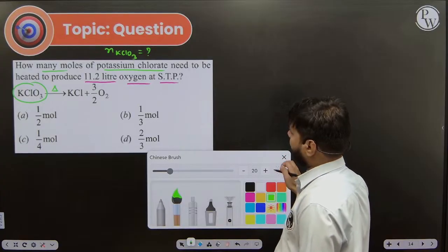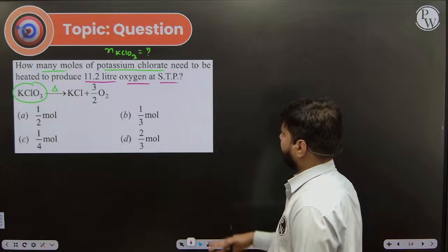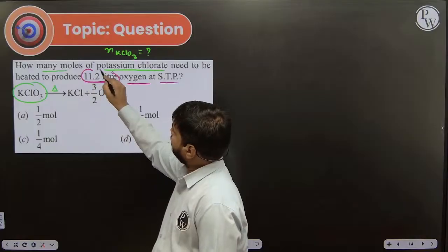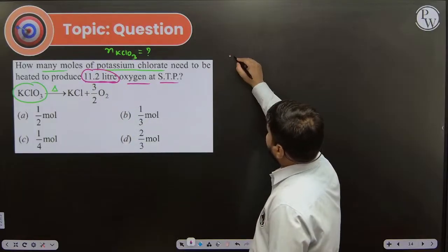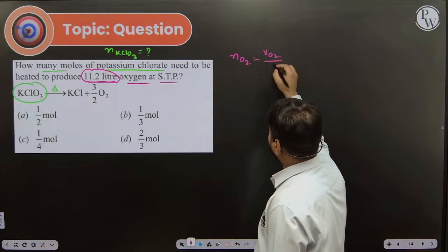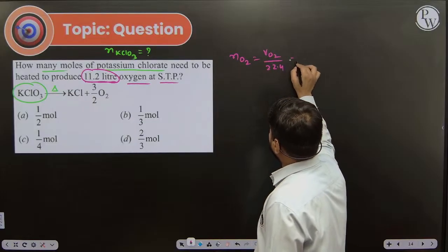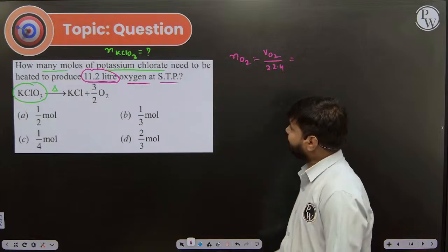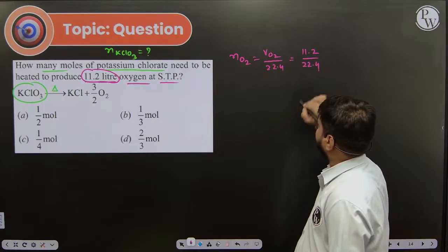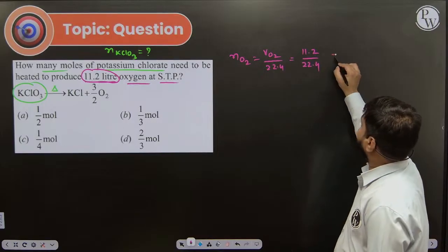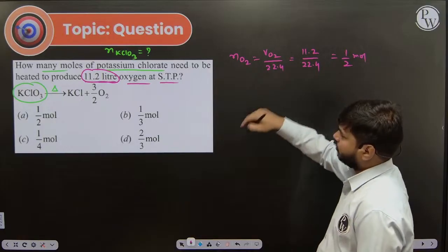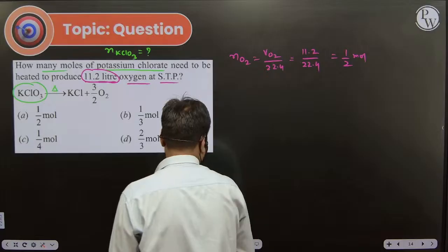First of all, when you look at the oxygen, we have been given the volume. We can easily calculate the number of moles of oxygen, which is volume of oxygen divided by 22.4. The volume of oxygen given to us is 11.2 divided by 22.4, so it will be equal to 1 by 2. So we have 1 by 2 moles of oxygen.